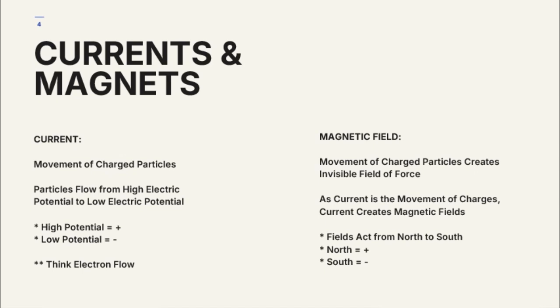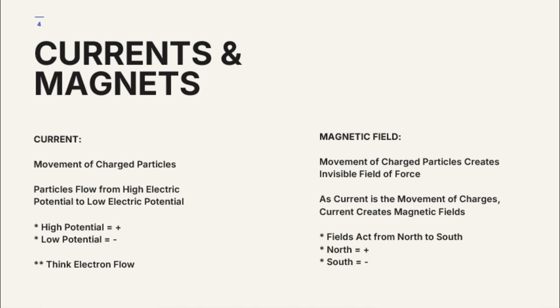Motors work because of two basic electromagnetic concepts, current and magnetic fields. Current is the movement of charged particles that flow from areas of high electric potential to areas of low electric potential. High electric potential is an area where more positively charged particles are, and low electric potential is where more negatively charged particles are. Magnetic fields are the result of movement of charged particles and is an invisible field of force that acts perpendicularly to the moving charges.